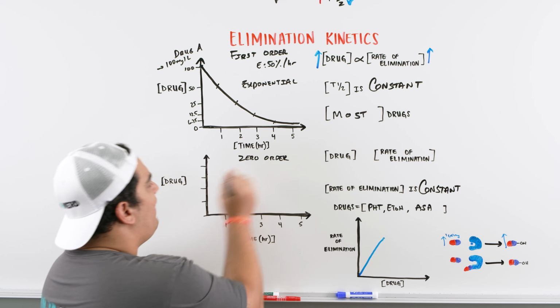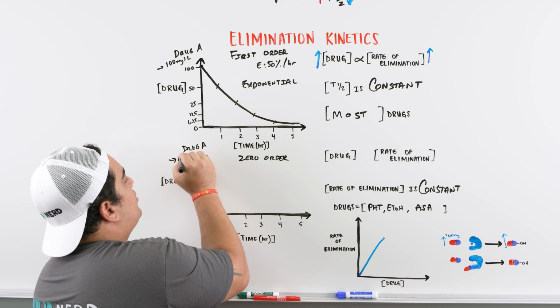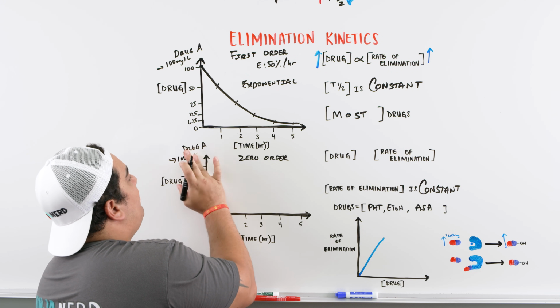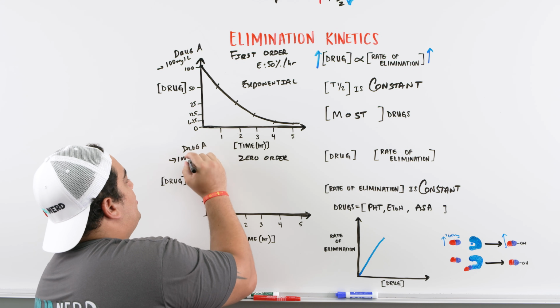Meaning, if I have drug A, same situation here, I'm going to administer 100 milligrams per liter of a drug intravenously. So that means that I have 100% bioavailability, all the drug is going to get into the bloodstream.